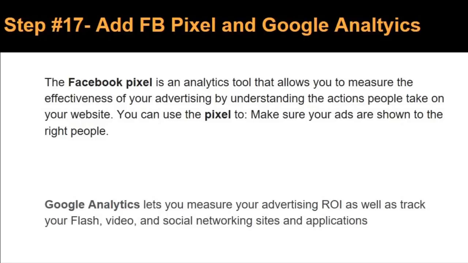Okay, next thing we want to do is install the Facebook Pixel and Google Analytics tracking code. The Facebook Pixel is an analytics tool that allows you to measure the effectiveness of your advertising campaigns by understanding the actions that people take on your website. You can use the pixel to make sure your ads are shown to the right people and actually see exactly what the metrics in your store are. I mean, how much money you spend for each purchase, how much money you spend for each add to cart in your store, etc, etc.